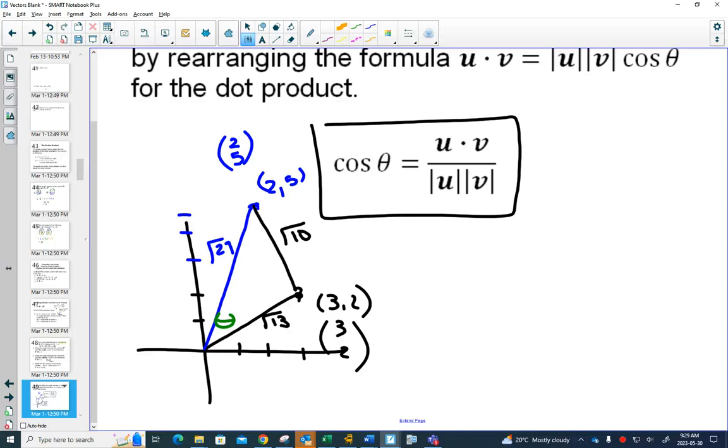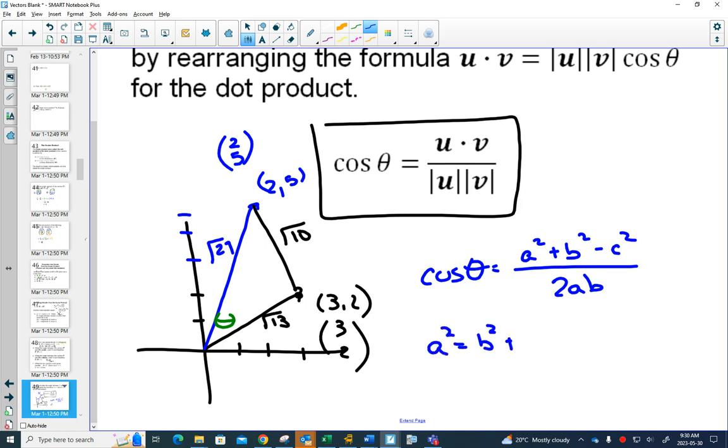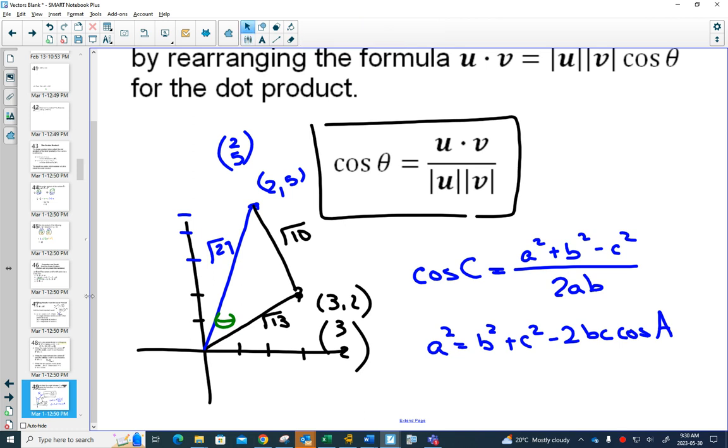And if you know all three sides, which are all nice square roots, then how would you find theta? You would find theta by using your cosine law. And cosine law, cos of theta is a squared plus b squared minus c squared over 2ab. That's written in one form. You might also remember whichever letter you're using.